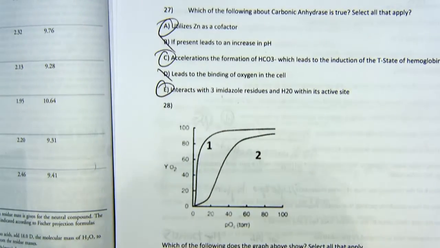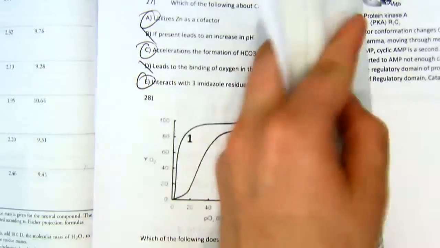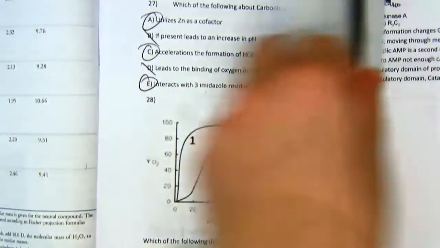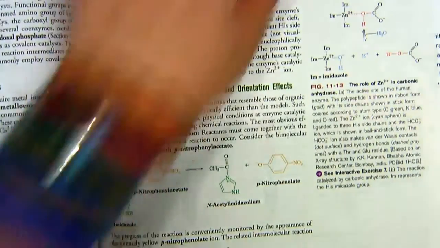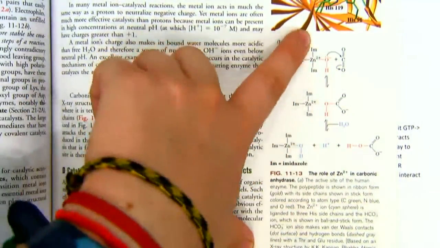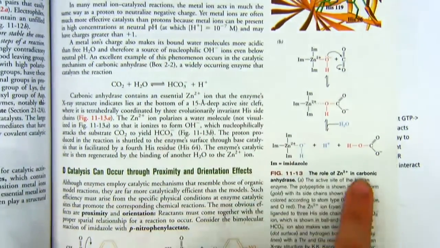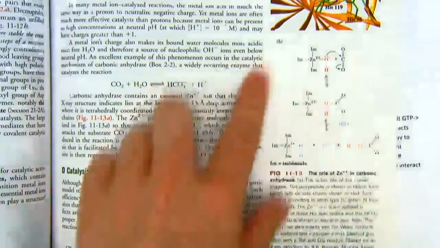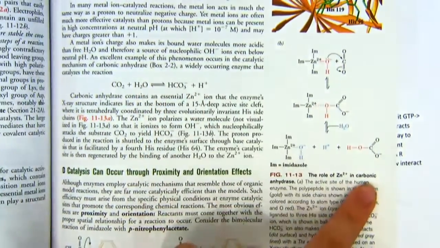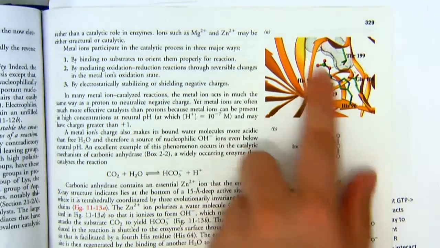Yeah. So in your book, I have the Voet book right now, but you can see it here. Here's your imidazole rings. Here's it interacting with your CO2 and then water. So I'd be familiar with this reaction and the components going on there. And then your imidazole rings, they're part of those histidines interacting with it, right?